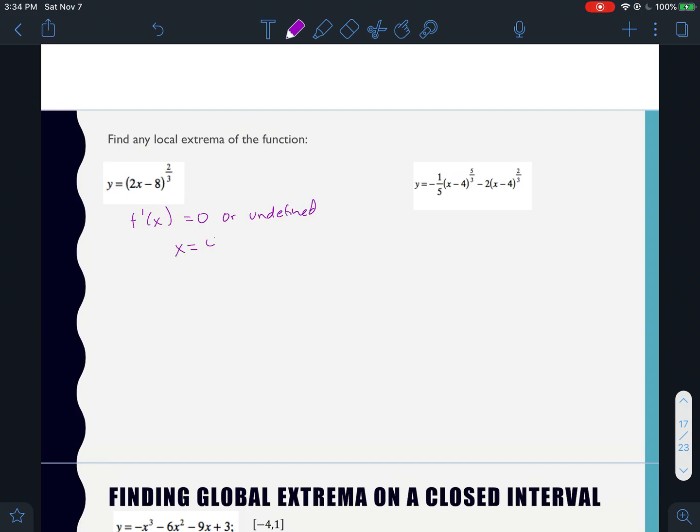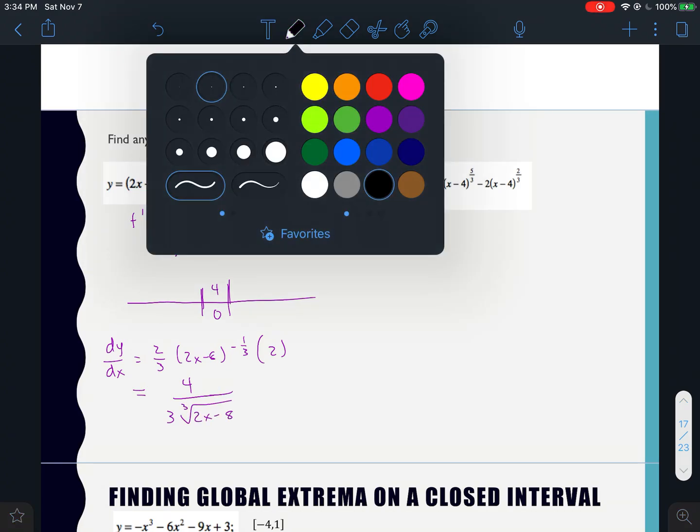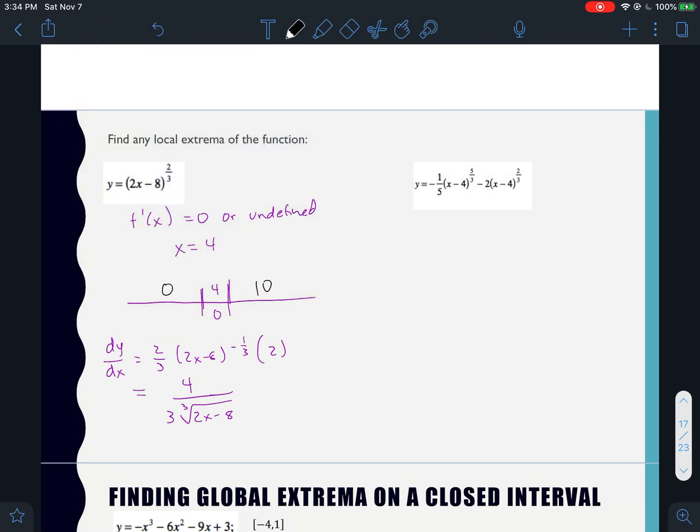So f prime of x is equal to 0 or undefined. I believe it was undefined when x is equal to 4 from our work up above. So now we're going to take 4 and plug it into the derivative. My derivative was 2/3 times (2x minus 8) to the -1/3 times 2. So it was 4 over 3 times the cube root of 2x minus 8. So that was my derivative.